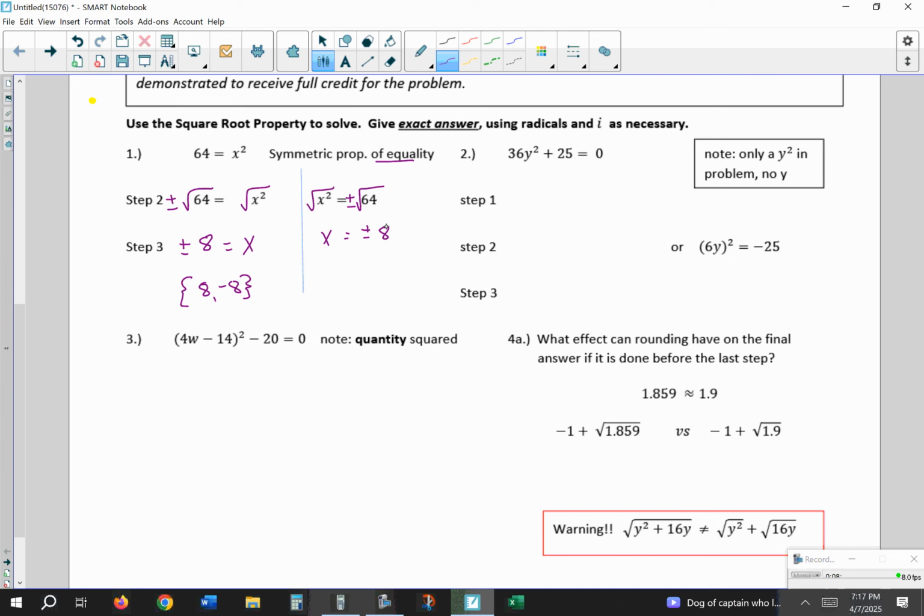Now, our next one, we can actually work two different ways. In particular, this one is designed this way. Our first step says isolate the quantity squared, so definitely we need to subtract 25 from both sides. And of course, I don't need to show you the subtracting step.